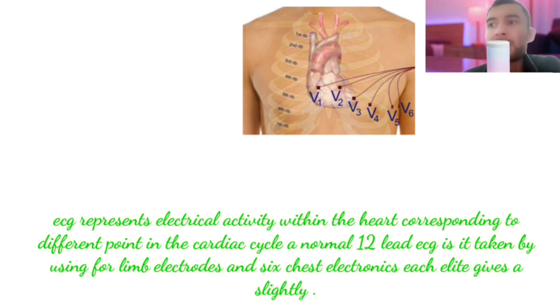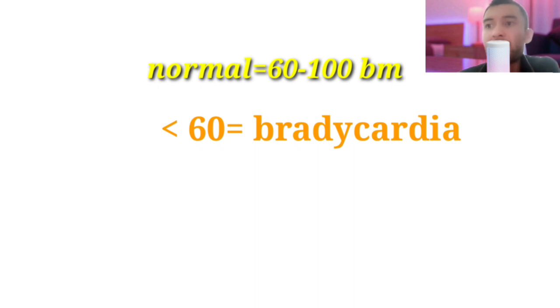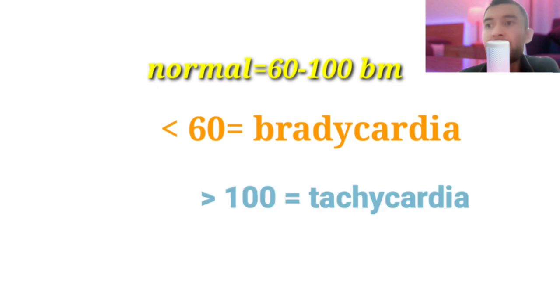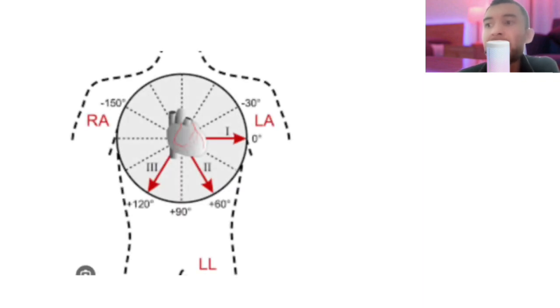First is calculating the heart rate. A normal adult heartbeats at 60 to 100 beats per minute, with bradycardia meaning slower than this and tachycardia being faster. Each lead is seen with a positive deflection when the activity is towards that electrode and negative when it is away from it.